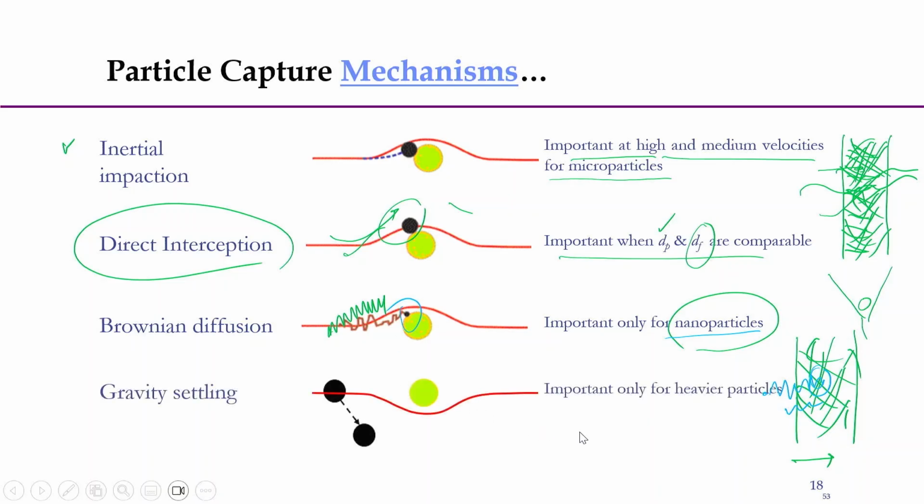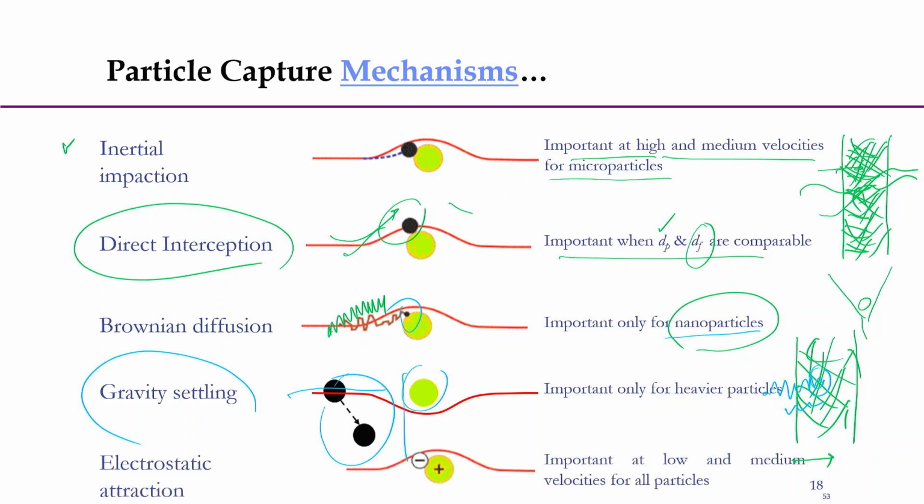And another is gravity settling, where large particles will not be able to follow the air path, because air will not be able to carry that large particle, it will get settled within the structure. That is, even before striking the fiber it will get settled.